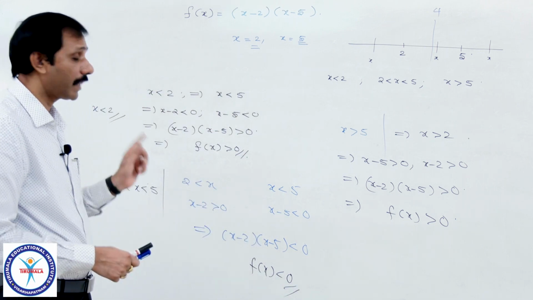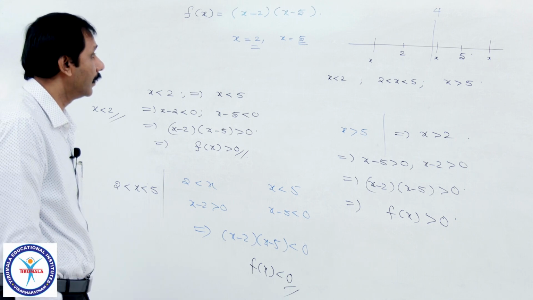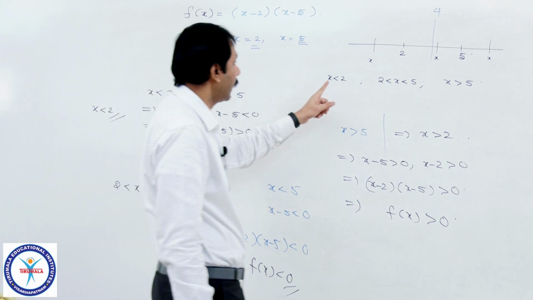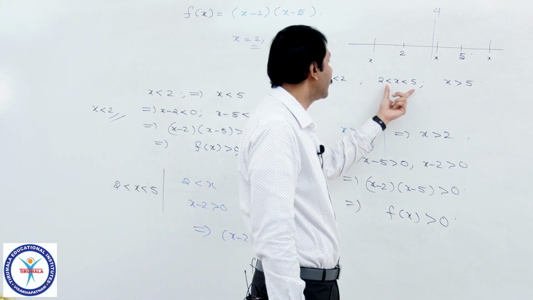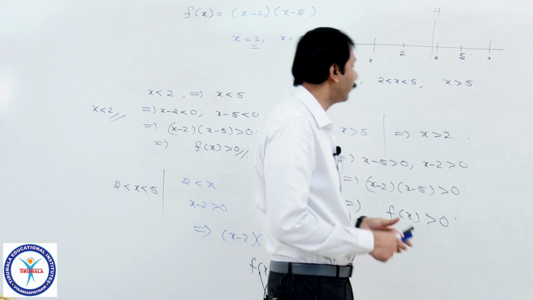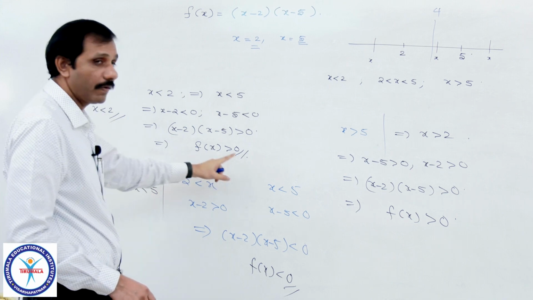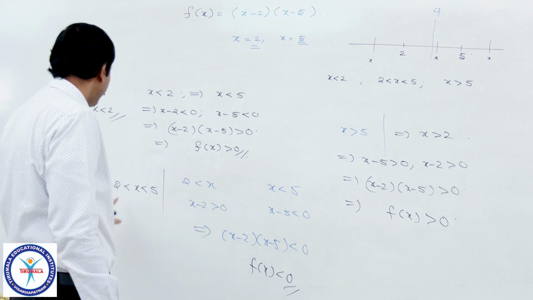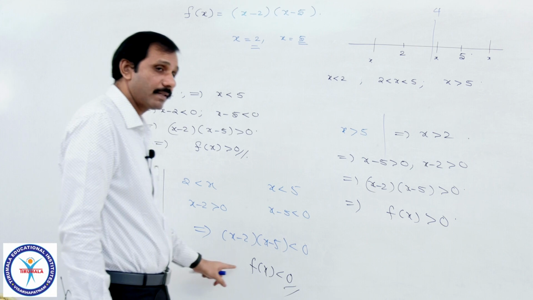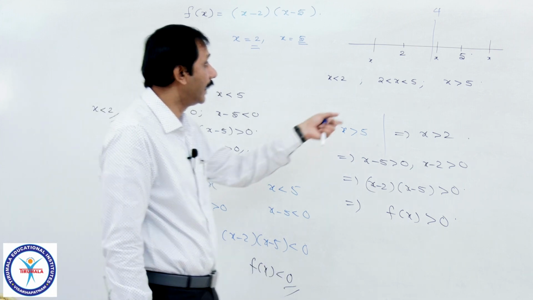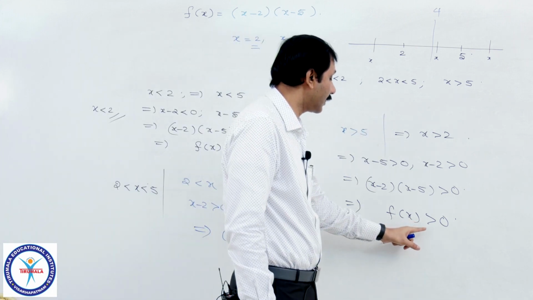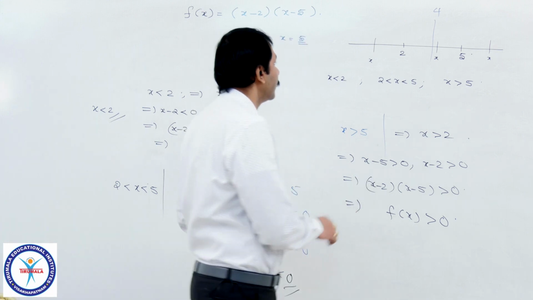Therefore, we can summarize these three points, you see. What are the possibilities? We have taken x less than 2, 2 less than x less than 5, and x greater than 5. x less than 2 means what did I get? x less than 2 means f(x) positive. Between 2 and 5 means what did I get? f(x) negative. And greater than 5 means what did I get? f(x) greater than 0. Observe this carefully.